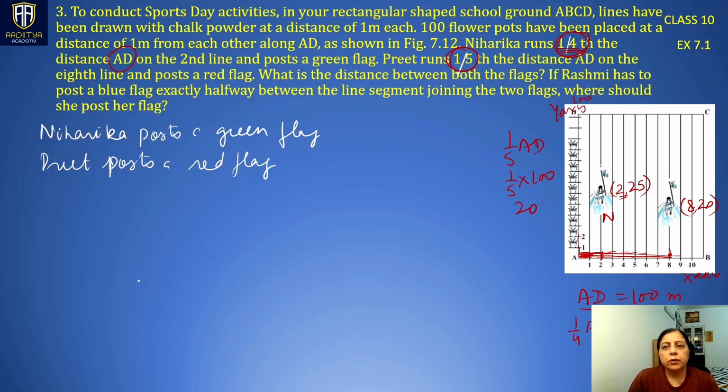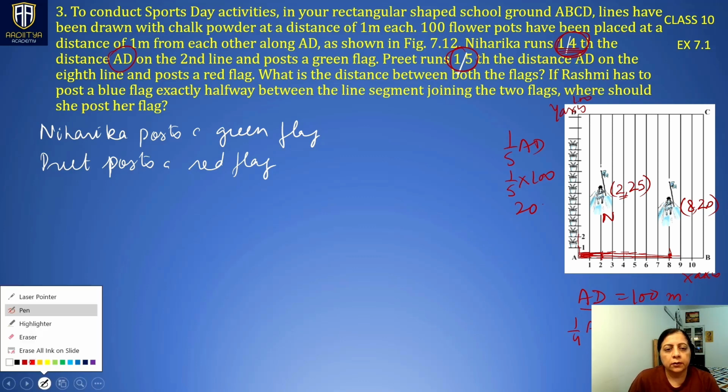What is the distance between both the flags? So first of all, we have to find the distance between these two contestants. If Rashmi has to post a blue flag exactly halfway between the line segment joining the two flags, where should she post her flag?